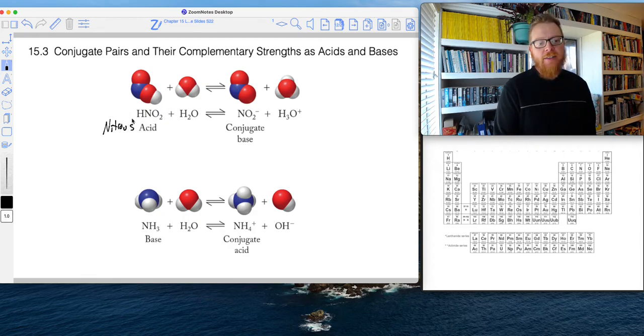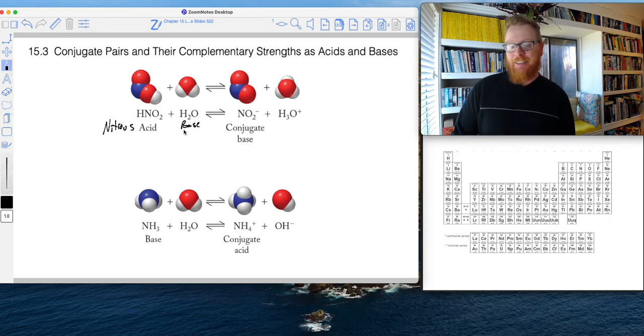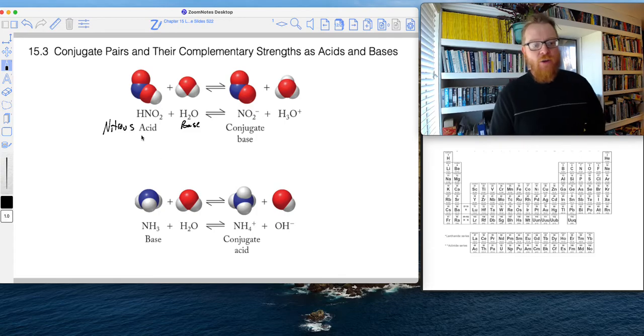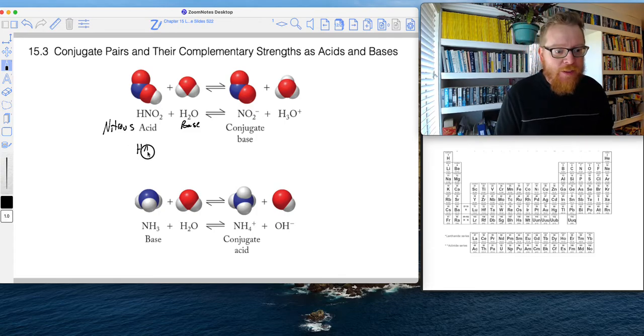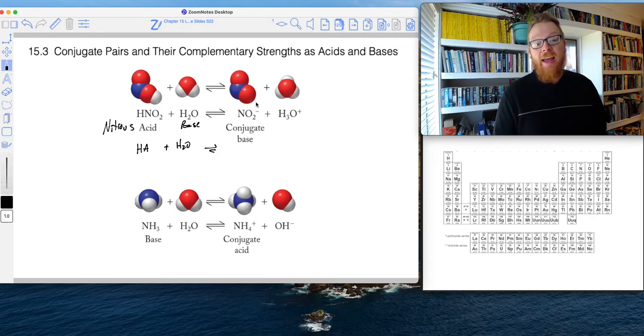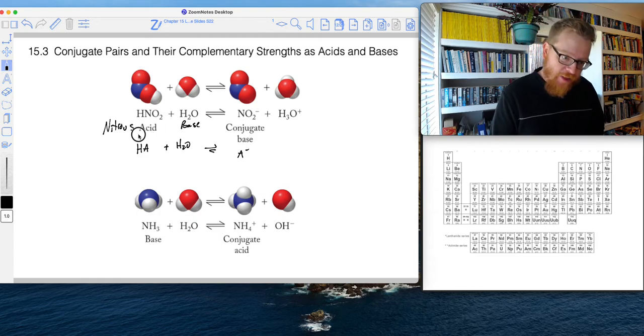And so now because this is an acid, when it reacts with water, we know that water is acting as a base, okay? So, and I'll draw out our generic form as well. We know this is HA plus H2O in equilibrium with. And so now my nitrite, in other words, anion, my A minus, it is what we call the conjugate base. Okay, so the conjugate base is the pair of the acid.